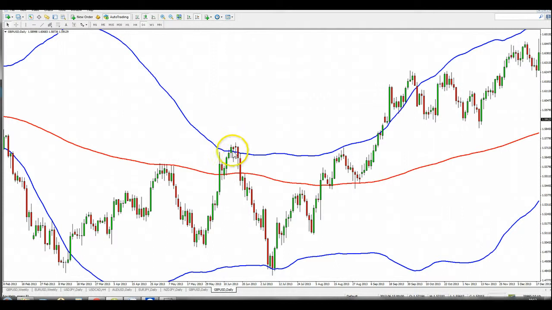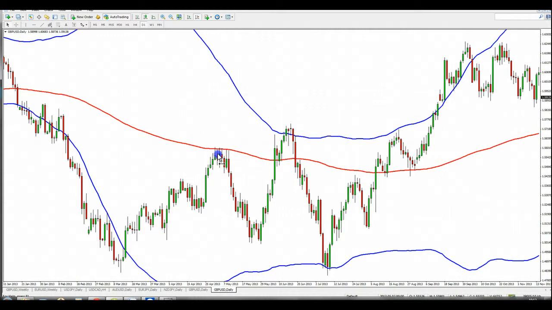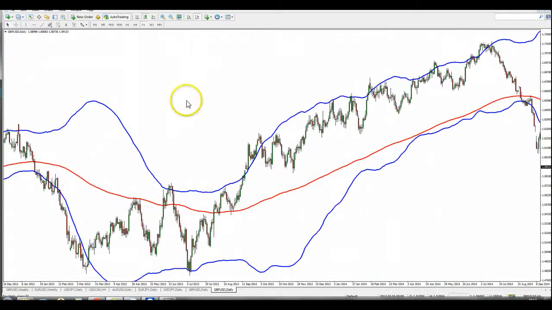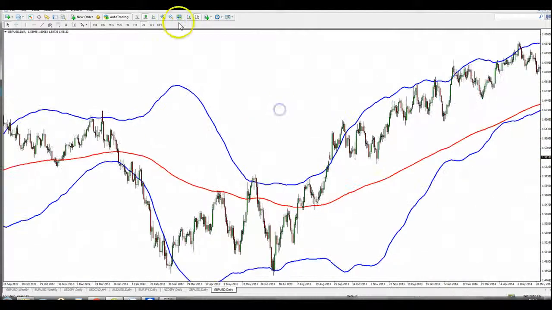So you would have been quite lucky to sell in here. It is an evening star if you blend these two candles together. This candle closed more than 50% of this one. That was a sell opportunity. If you go back, strengthen the trade, you could probably find some support and resistance there somewhere, but we're not going to look at that right now.